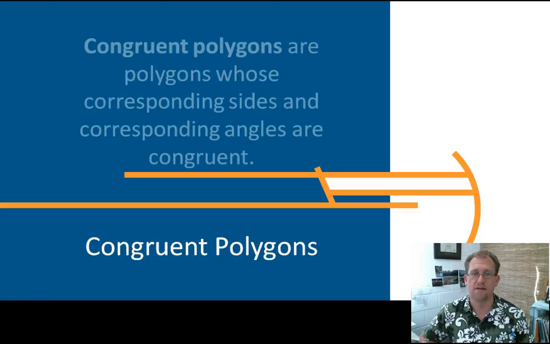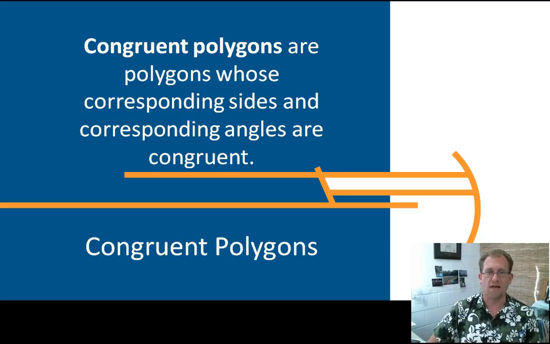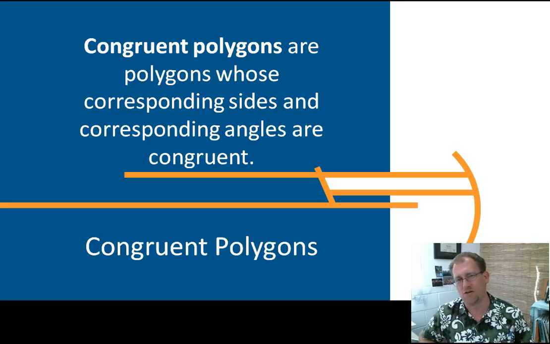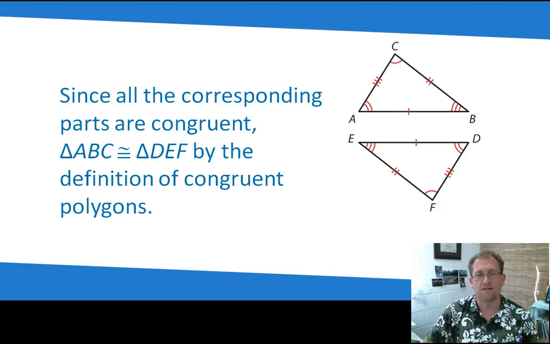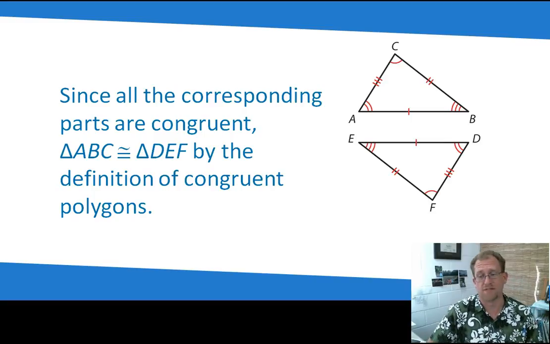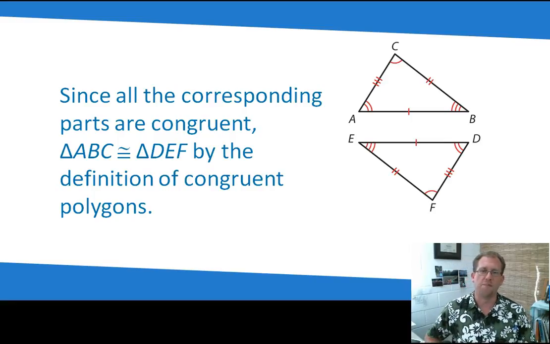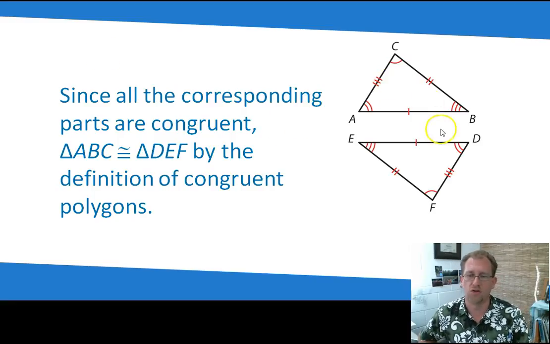Congruent polygons are polygons whose corresponding sides and corresponding angles are all congruent to each other. So if you have two polygons and they have the same angle measures and the same segment measures, then they're congruent. You can have congruent squares and congruent hexagons, but what we're going to use mostly in this class are congruent triangles, and you're going to be seeing congruent triangles for a long time, okay?